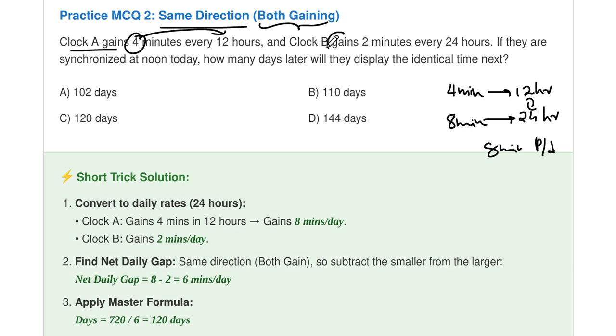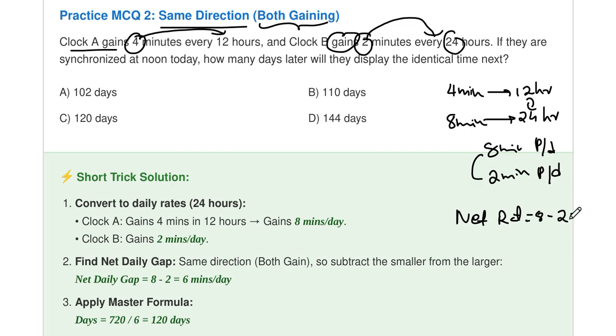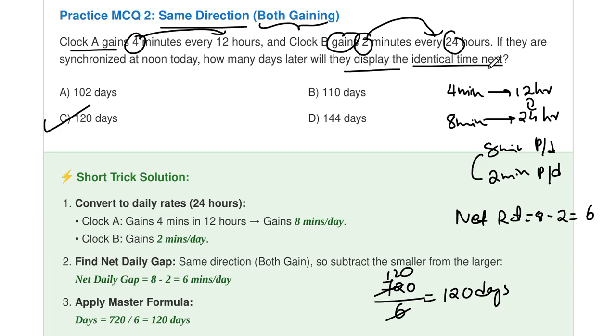Then the second clock B gains. So both the clocks are gaining. The second clock B gains 2 minutes in every 24 hours, already 24 hours, that means 2 minutes per day. Both are gaining, so we have to subtract the rate. 8 minus 2, so the net rate is 6. Apply our formula: 720 upon the net rate, which is 6. If we divide, we get 120 days. 12 6s are 72, 0 will remain. So after 120 days both clocks display identical times.